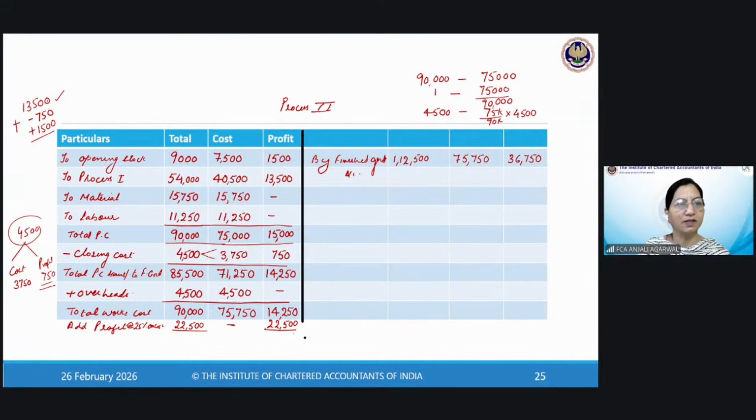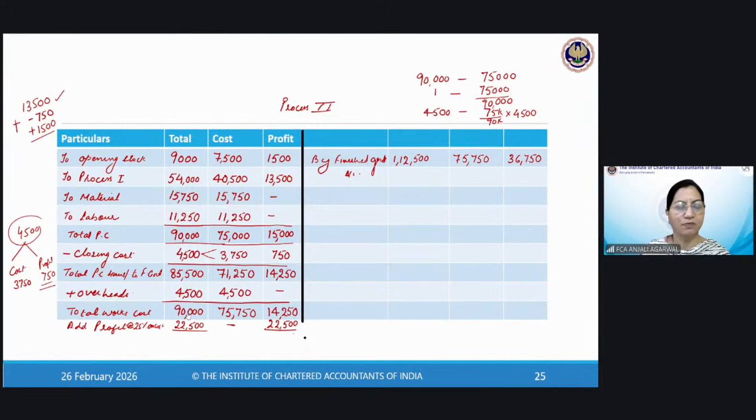So process 1 earned 13,500, out of which 750 is blocked in, or unrealized in, closing stock. So process 1 could only realize 12,750 of the profit of the current period. However, the opening stock already had a 1,500 rupees profit, which now got realized. So 12,750 plus 1,500 is 14,250.